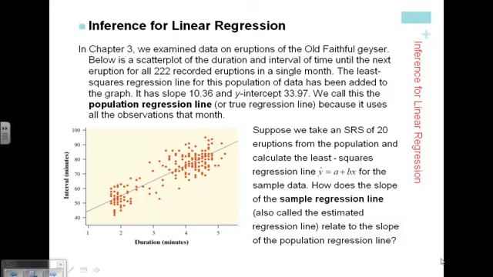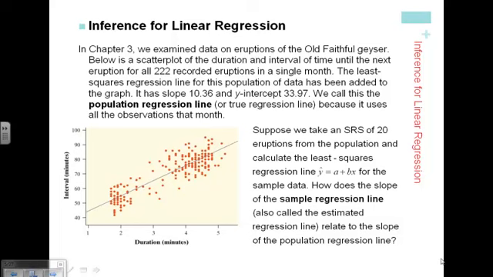Now, here's the game I want to play. Here's 222 eruptions. I want you to imagine that this is the entire population of all eruptions for Old Faithful. I want you to think, if that's the population, what would happen if I would sample out of that population? Okay? Imagine again that I took randomly chosen 20 of those observations out and did a linear regression on them.